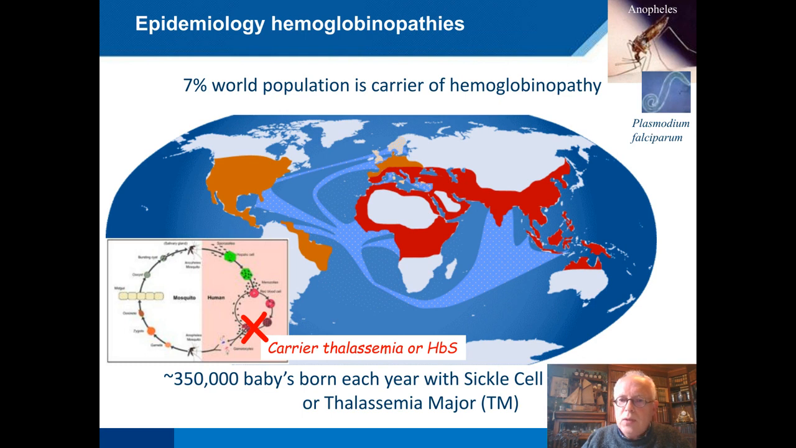More than 350,000 babies are born each year with sickle cell anemia and thalassemia major due to the fact that there are so many carriers. And the areas indicated in this map in red are the areas where malaria tropica is endemic. However, people tend to migrate in hundreds of years, and in this way also previously non-endemic areas become endemic for hemoglobinopathy as well. So carriers can be found everywhere in the world.